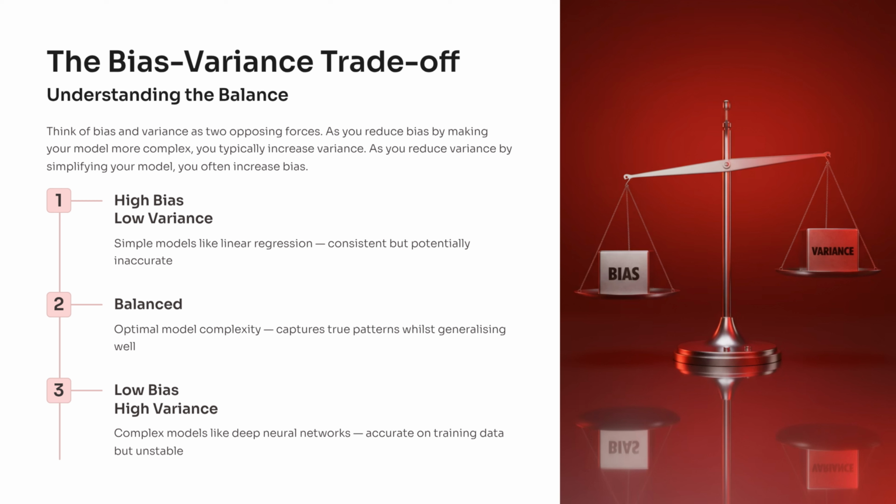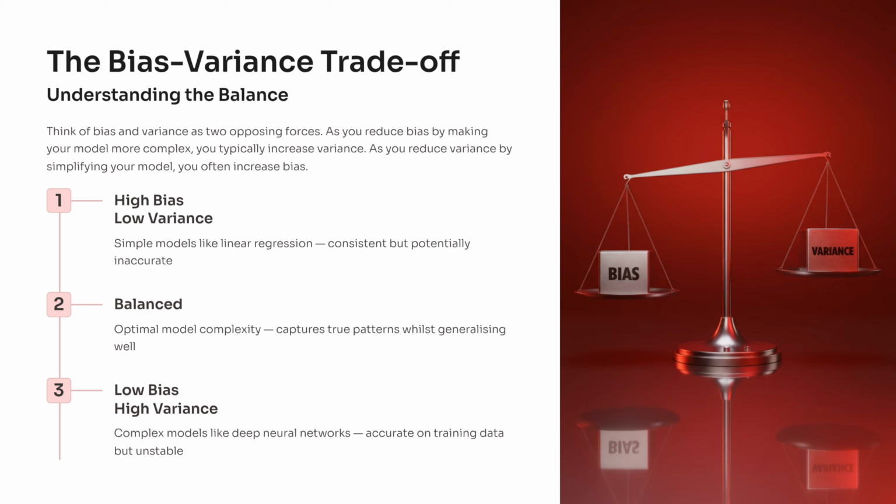Imagine you're predicting house prices. If you use a very simple model, say, a straight-line regression, based only on square footage, you'll miss important details, like location or number of rooms. Your predictions will be consistently off. That's high bias.